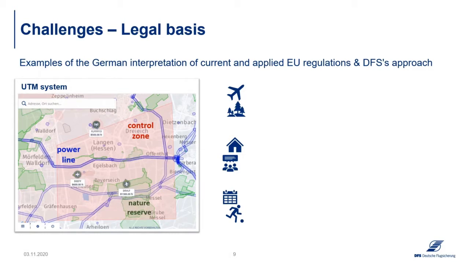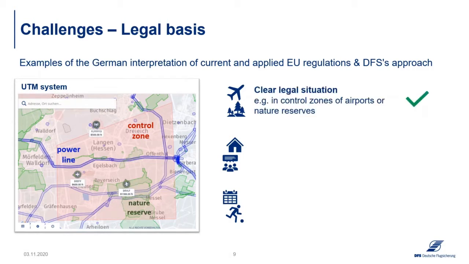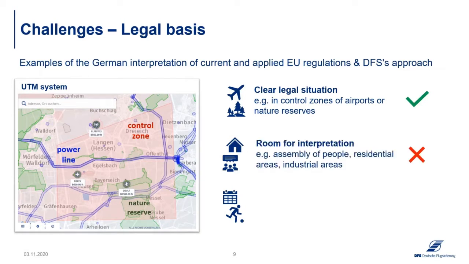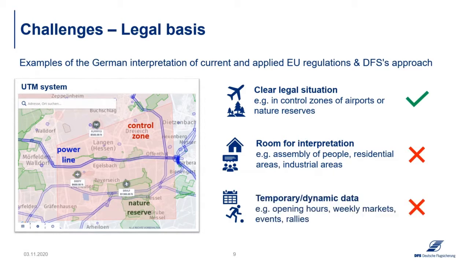In Germany, for example, we have geozones which are quite clearly defined, for example, control zones of airports or nature reserves. But for some UAS geozones, there is room for interpretation. For example, what exactly are industrial areas, or what is an assembly of people? And how do we actually deal with temporary data, for example, opening hours of markets, events, and so on?